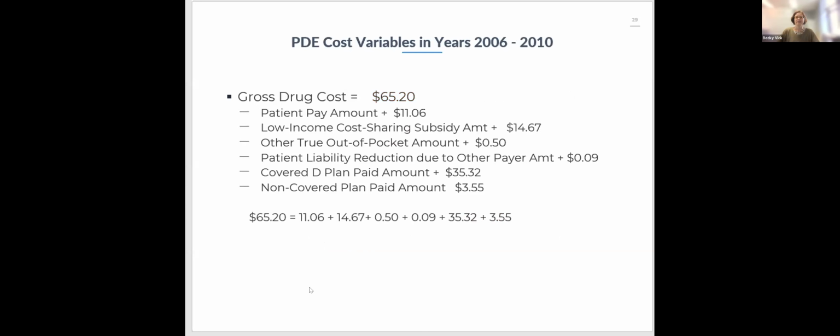Okay, so for data years 2006 through 2010, there was no gap discount program, so you won't see that variable in the file. And if you sum those 6 components, it should calculate to the gross drug cost.